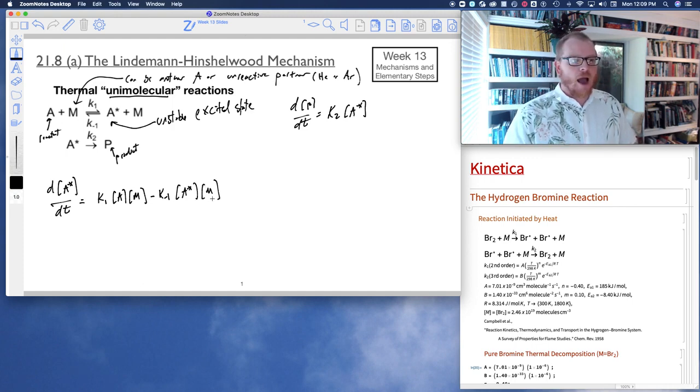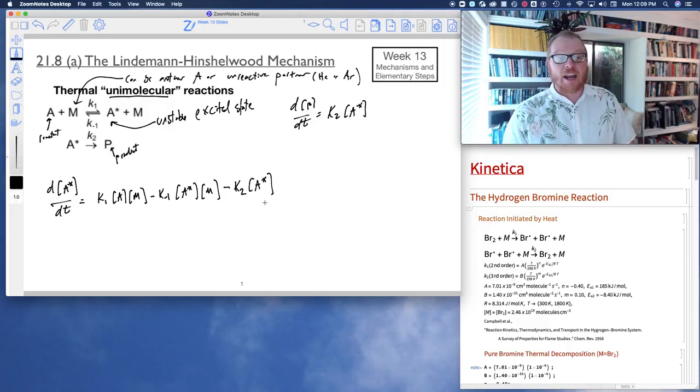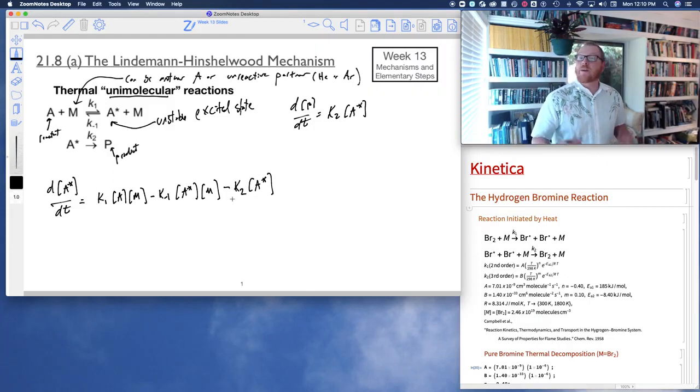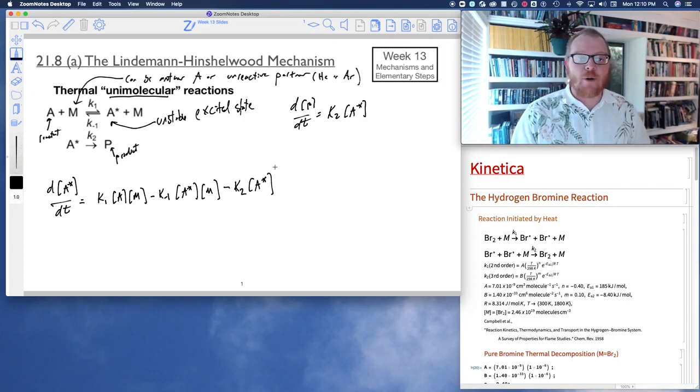Finally, the excited state appears in a third reaction, so we need a third term. It's another case where A star is a reactant, so it's going to be a negative rate, negative K2 times A star. Here we recognize K2 will be a first order rate constant. When we apply the steady state approximation to this, all of this equals 0.